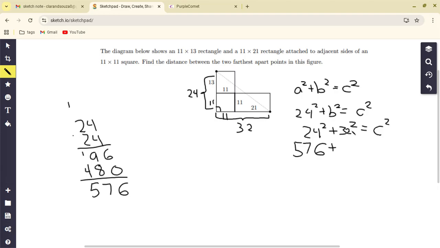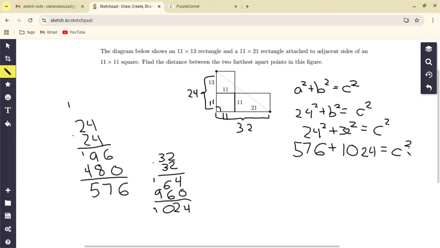plus, and then you can see here 32 squared, so let's figure out what 32 squared is. I'll write it down here. 32 multiplied by 32: 2 times 2 is 4, 2 times 3 is 6, 3 times 2 is 6 again, and 3 times 3 is 9. When you add that up, you get 4, 12, carry the 1, and 1, 0. So we get 576 plus 1,024 is equal to c squared.